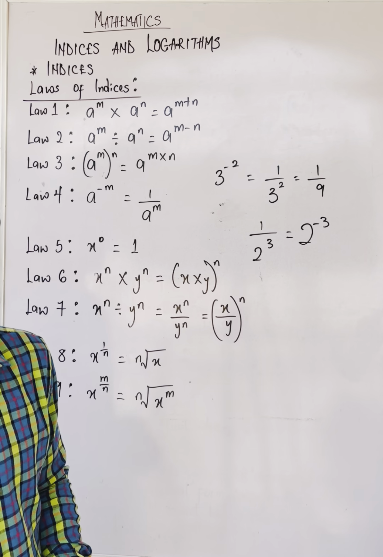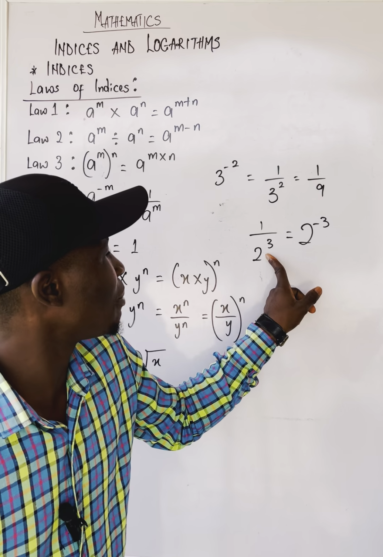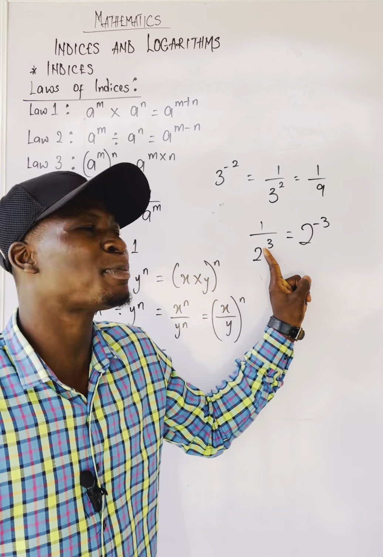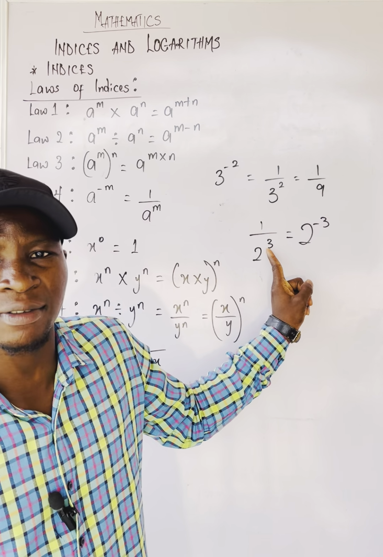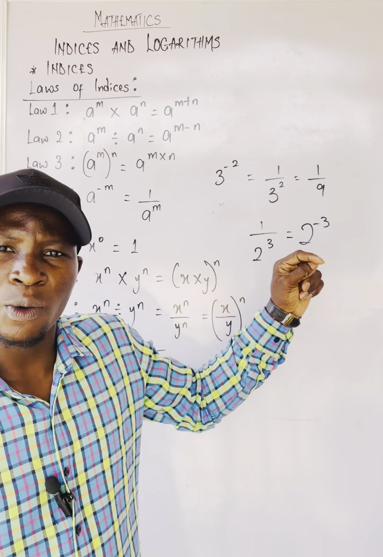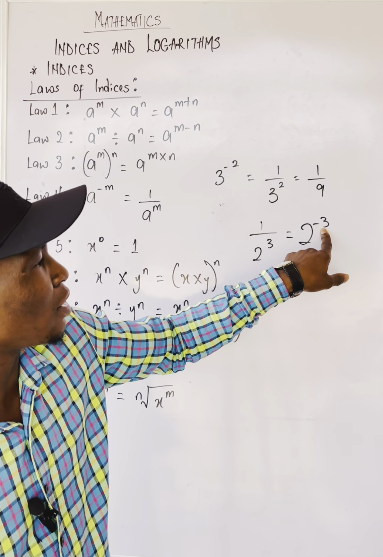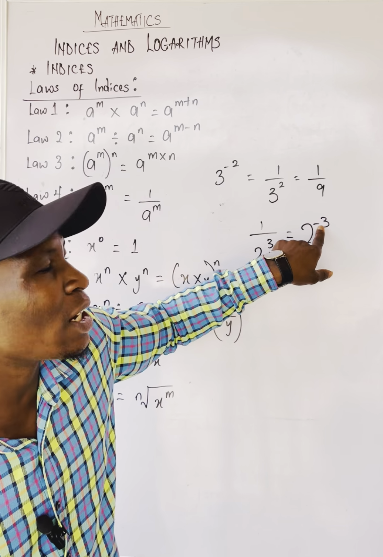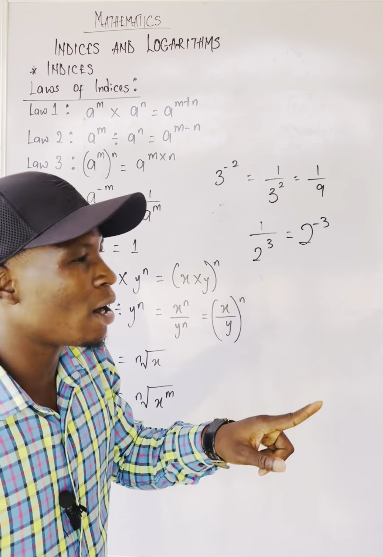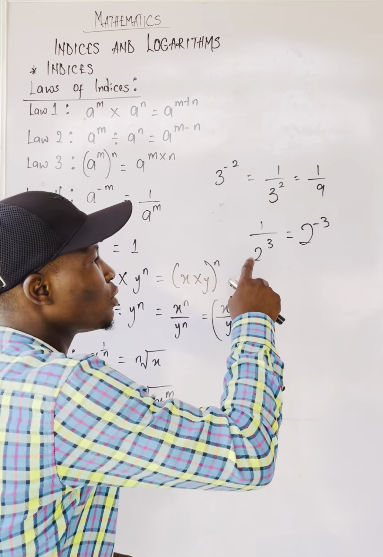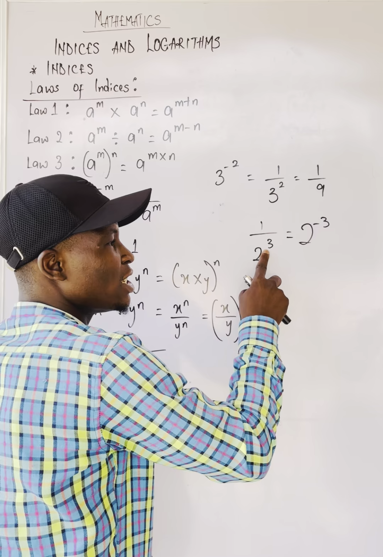Do you get? Because when I'm taking it up, the power becomes negative. Do you understand? So if I have 2 to the power of minus 3, another way to write this negative power is 1 over 2 to the power of 3. So if I want to return it back, you see that it's not having a negative.